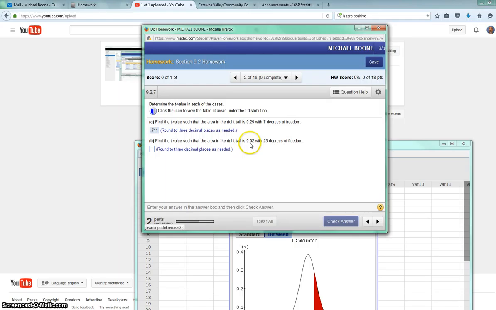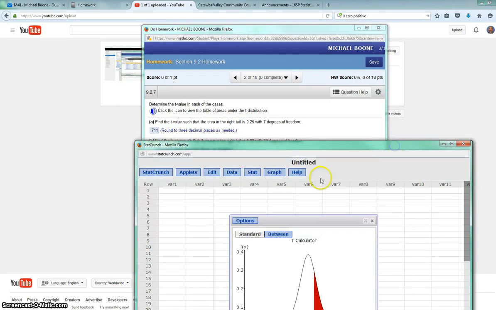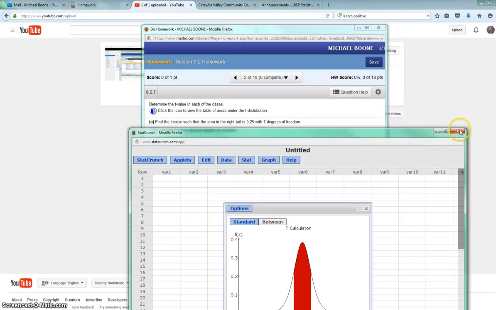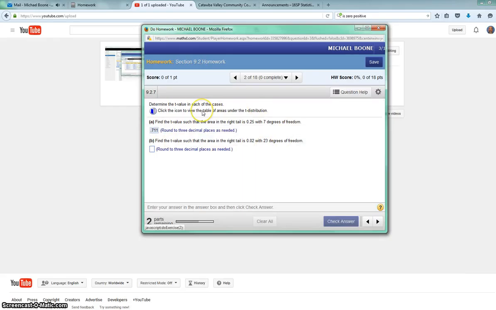The right tail is 0.02 with 23 degrees of freedom. We do the exact same way. And we also can do a between with this one. It is symmetric. It just doesn't have the exact same shape as a normal distribution. It's spread a little differently. So that's how you can use the t calculator to help you with these type problems. Very similar to the normal calculator, except this idea of degrees of freedom.